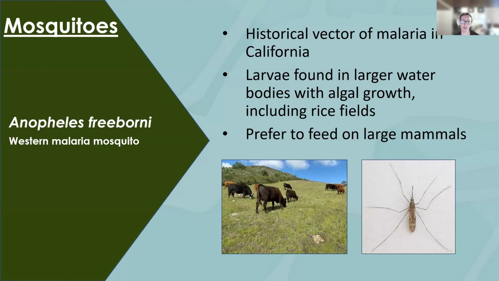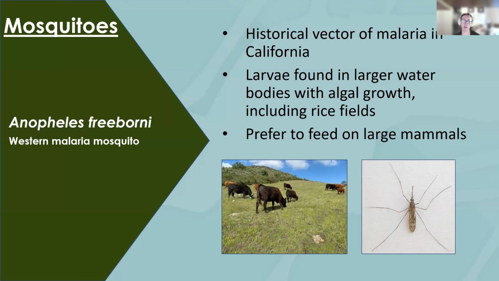Anopheles freeborni, or the Western malaria mosquito, is another important mosquito in California. Some people may not be aware, but historically, California had a big problem with malaria, which has gone away now due to improved mosquito control, as well as improved healthcare and the availability of treatment for humans who've contracted malaria. So the last locally acquired case of malaria we had in the state was in the 1980s. However, we still have a lot of these mosquitoes, and they can be a big nuisance.